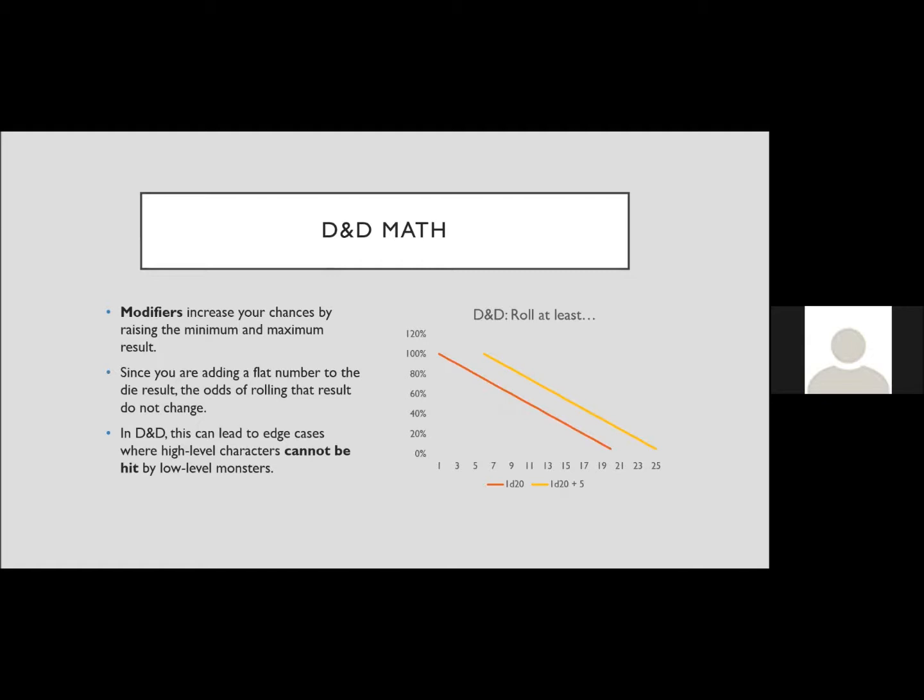In D&D, this can actually lead to some weird edge cases where extremely high-level characters actually can't get hit by lower-level monsters. The monsters just can't roll high enough to hit you because your bonuses are too high.